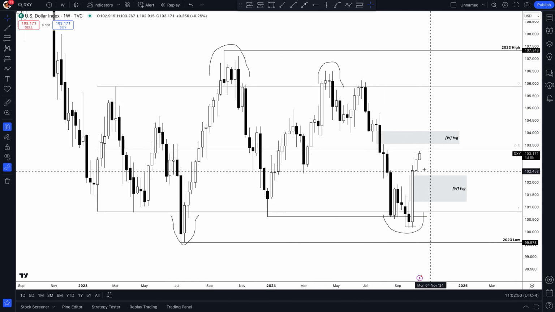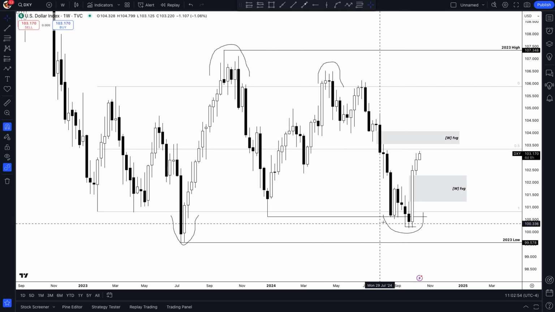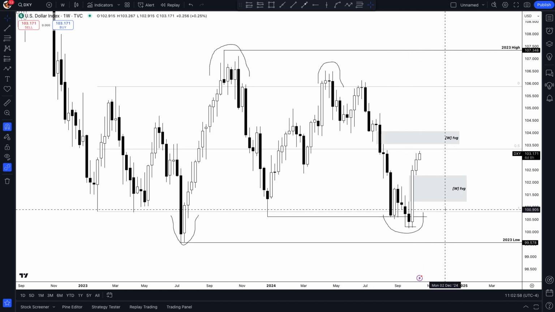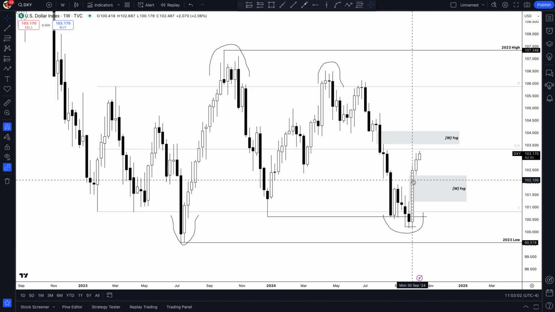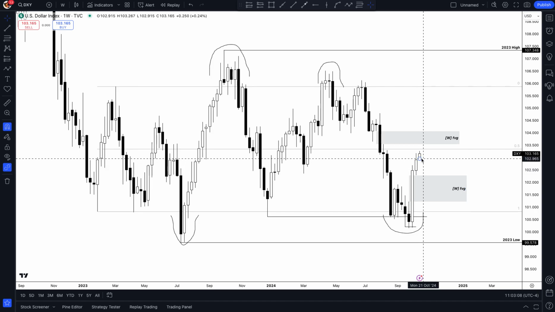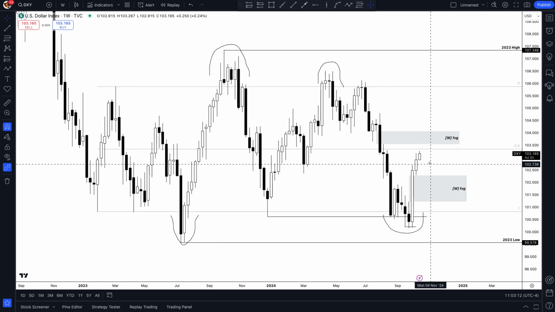So we'll talk about the most recent one. You can see that we've taken out this swing low here and then we reclaimed the range low. So this would be your deviation. This candle right here is a strong displacement candle, and then last week we saw continuation to the upside to create this weekly fair value gap.